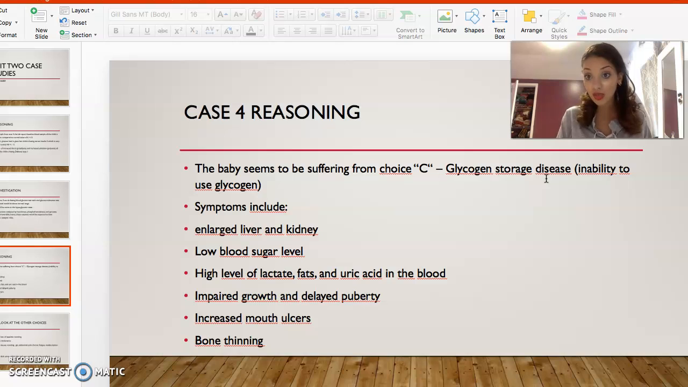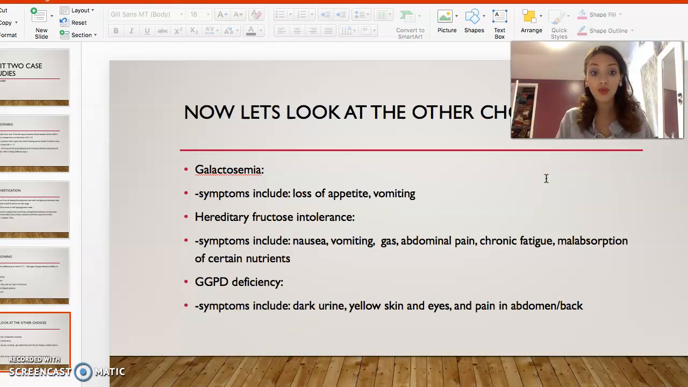So this best suits all the symptoms that this patient has been seeing in himself. So why I do not think it is the other choices, I also listed the symptoms of each choice. Galactosemia, the symptoms were loss of appetite, vomiting, and that did not show in the patient. Next was hereditary fructose intolerance, whose symptoms were nausea, vomiting, gas, abdominal pain, chronic fatigue, malabsorption of certain nutrients. Also, this patient did not show any of these, so it cannot be either of those.